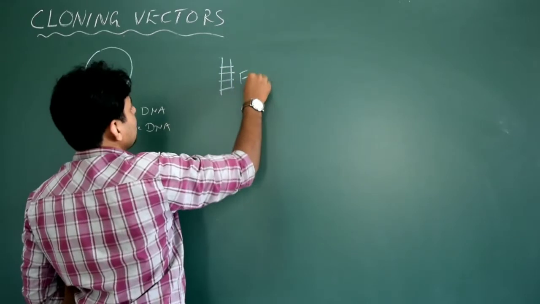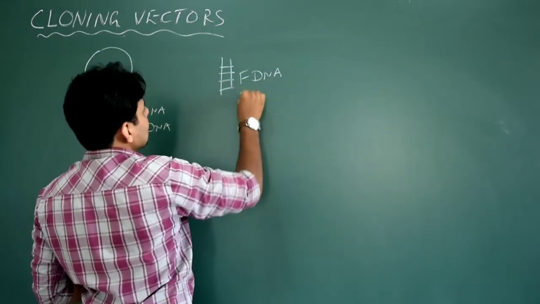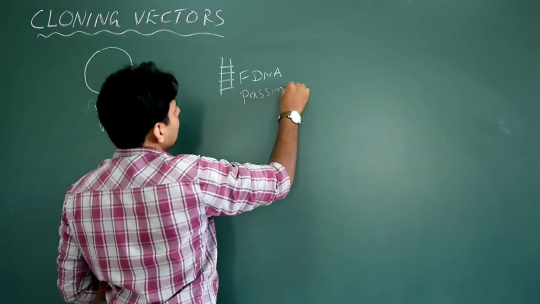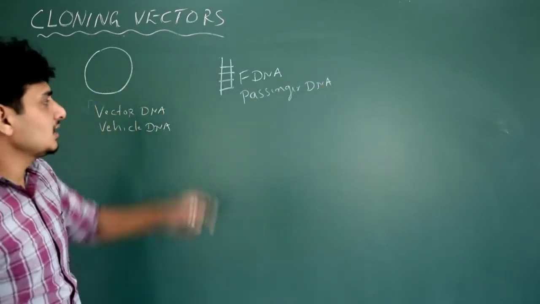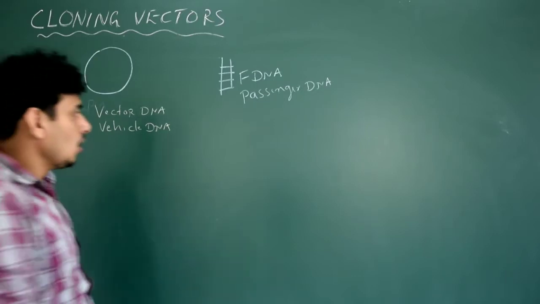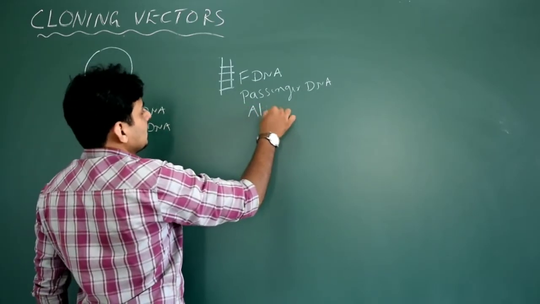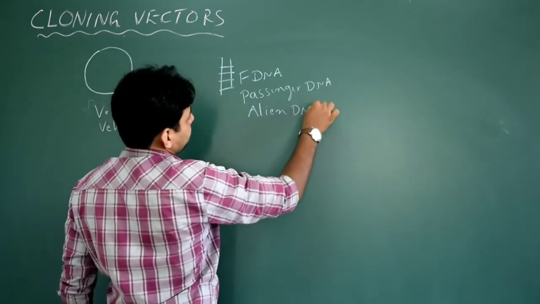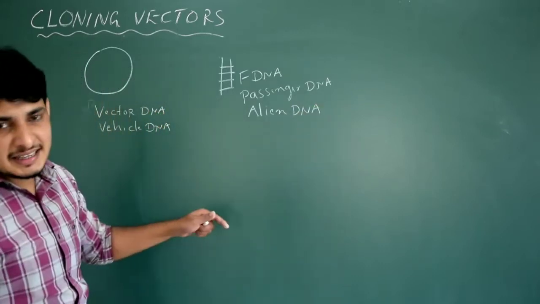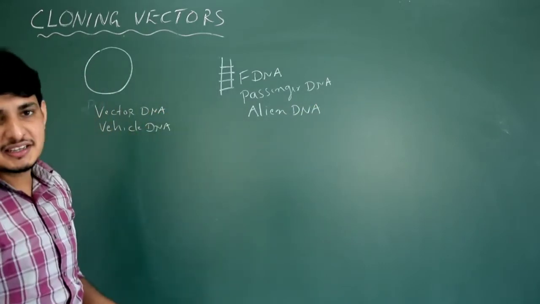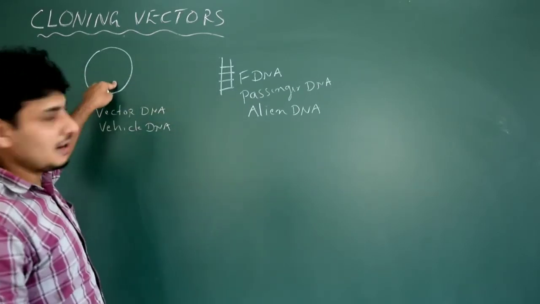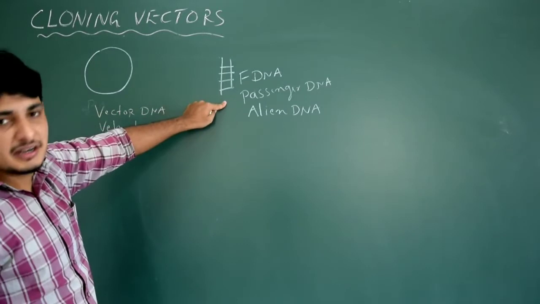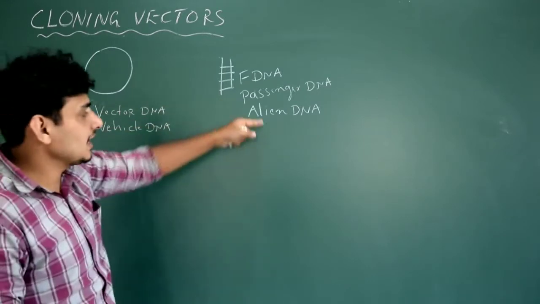This particular foreign DNA can also be called passenger DNA. Please note this point, very important in your competitive examination. Passenger DNA is the other name of foreign DNA. Got it? Or it can also be called alien DNA. See the names. Why is it alien? Because this particular fragment of DNA is taken from a different organism. For this vector DNA, this foreign DNA is strange. So it is alien DNA.